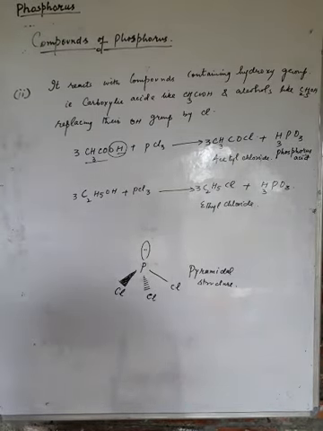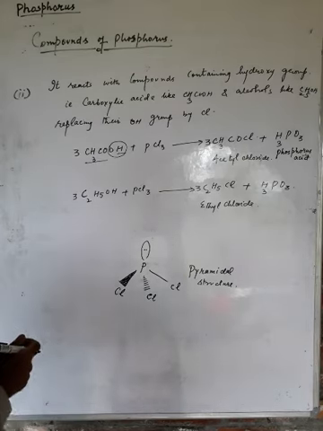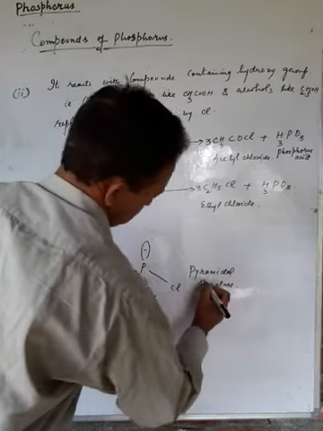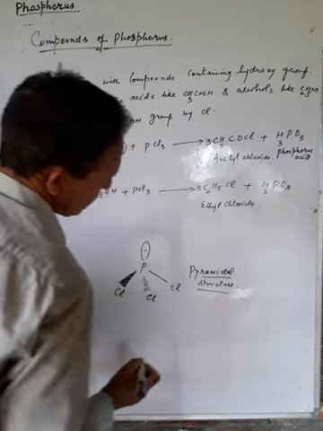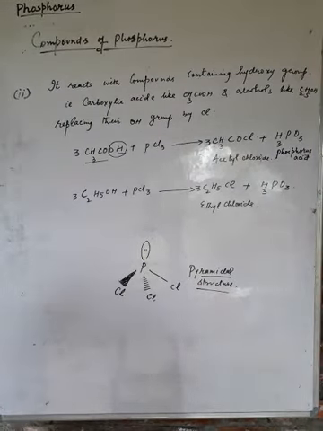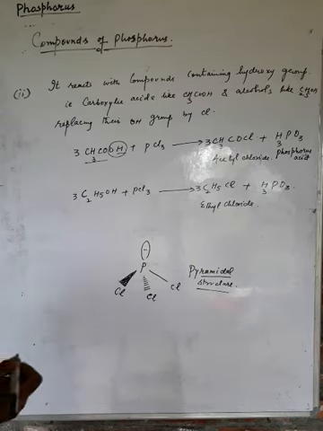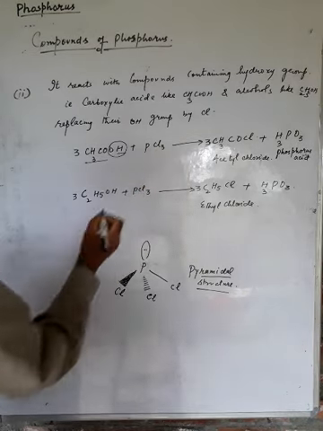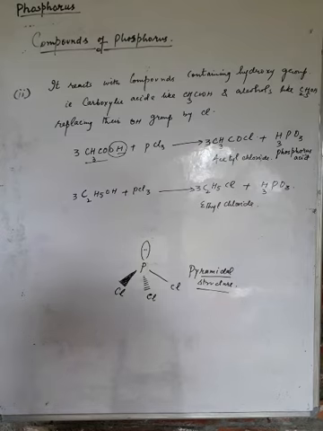So this is all about phosphorus trichloride, and in the next lecture we will see phosphorus pentachloride. So this is for today: the compound of phosphorus, that is phosphorus trichloride, and also we have discussed the allotropic forms of phosphorus, that is white, red and black phosphorus.